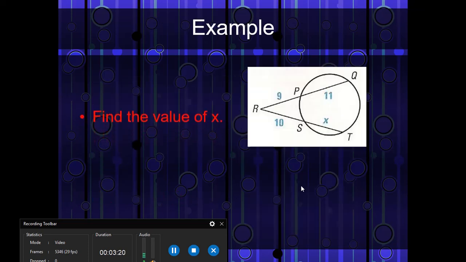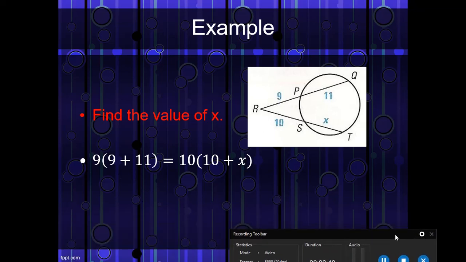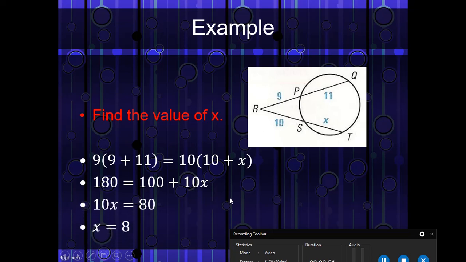Let's try this example. They're asking us to find the value of X. So it'll be the external portion, 9, times the whole secant, which is 9 plus 11. And it's equal to the external portion, 10, times the whole secant, 10 plus X. We're going to clean things up a little bit and distribute. So 9 times 20 will be 180, and when I distribute, I have 100 plus 10x. We're going to combine like terms, and we'll see that x is 8. So again, the pieces and parts are not equal. The secants themselves are not equal. It's just the product of the external piece times the whole. Those were equal.